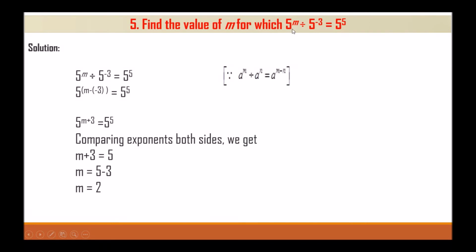Fifth question, find the value of m for which 5 raised to m divided by 5 raised to minus 3 equals 5 raised to 5. So 5 raised to m minus (minus 3) equals 5 raised to 5. So 5 raised to m plus 3 equals 5 raised to 5. Comparing exponents both sides, we get m plus 3 equals 5. So m equals 5 minus 3, that is m equals 2.